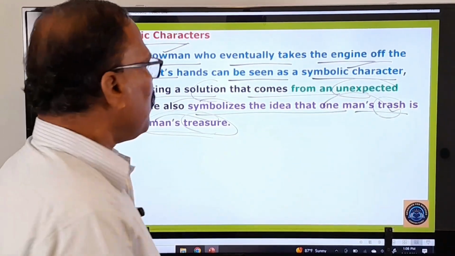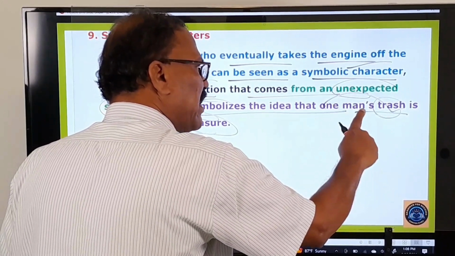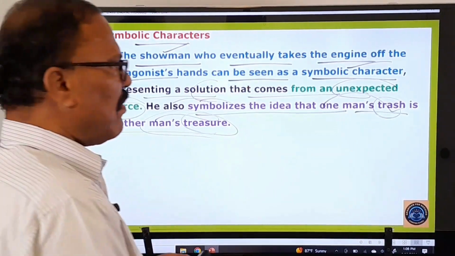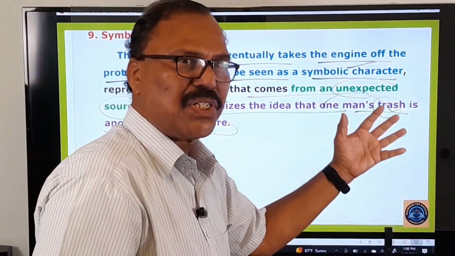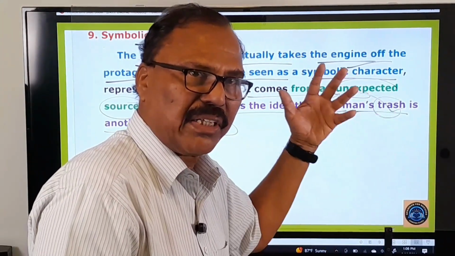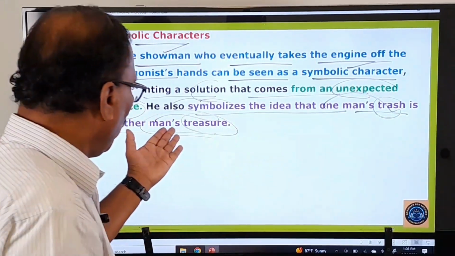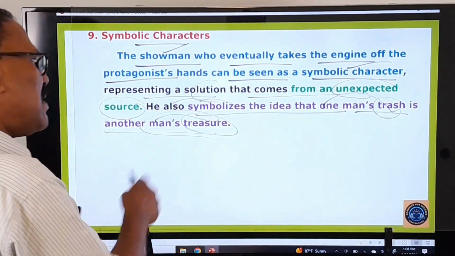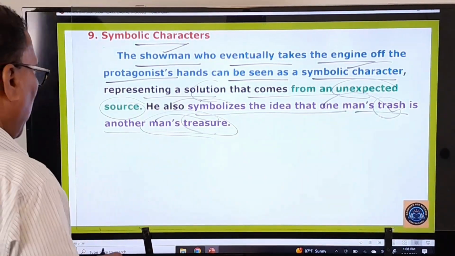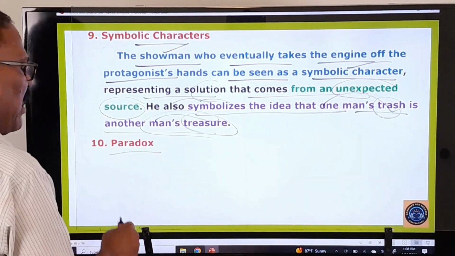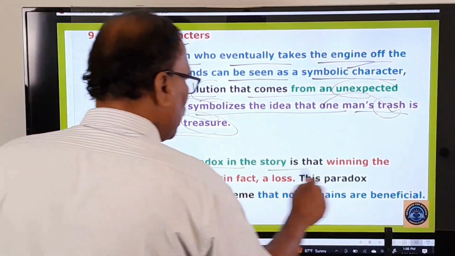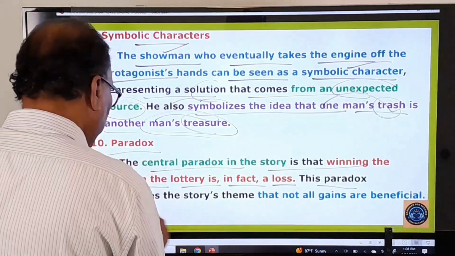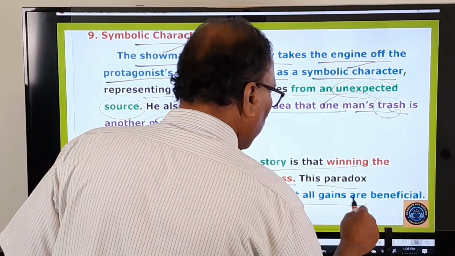What a fun thing. So here this engine that has been a trash for this protagonist has become this showman's treasure. ఈ ప్రొటాగనిస్ట్‌కు ట్రాష్, చెత్తగా పనికిరాని వస్తువుగా మారినటువంటి ఈ రోడ్ ఇంజన్ వీడికి ఒక యాడెడ్ అట్రాక్షన్‌గా మారబోతున్నటువంటి ఒక ట్రెజర్‌గా మారింది. సో దట్స్ వై ఇట్ ఈస్ సింబలైజింగ్ దట్. ఓకే, అండ్ హియర్ యూ గో టు ద నెక్స్ట్ వన్. Paradox is there. Paradox means what? This is the central paradox in the story, that winning the engine in the lottery is in fact a loss. The paradox emphasizes the story's theme that not all gains are beneficial.